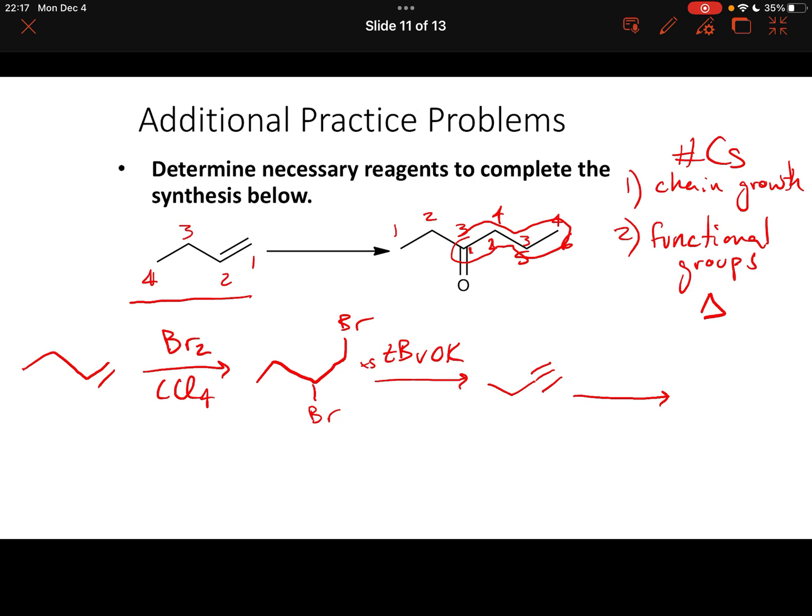Okay, so now we need to introduce something to deprotonate that proton to make our carbanion, our alkynide anion. So step 1 is going to be sodium amide. Okay, so that's going to give us the carbanion.